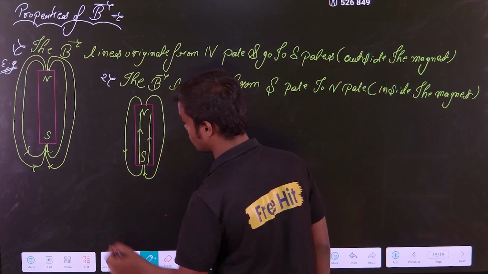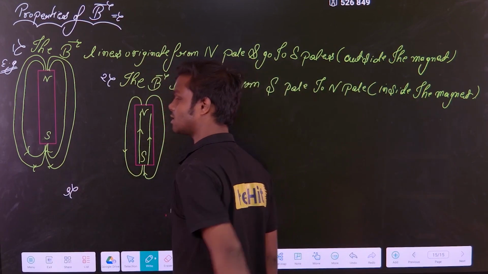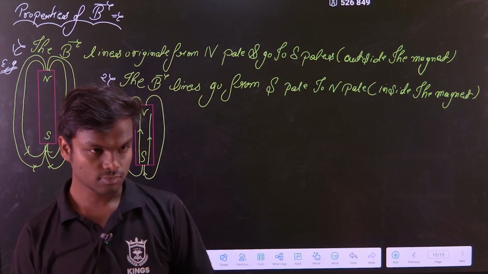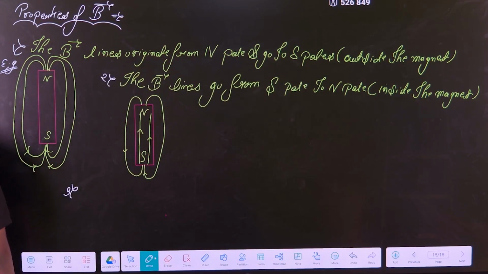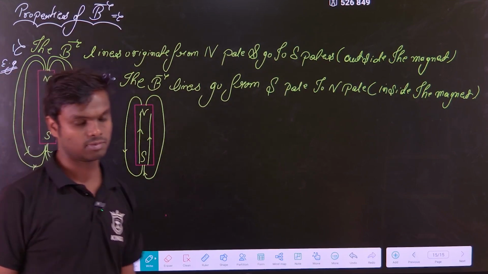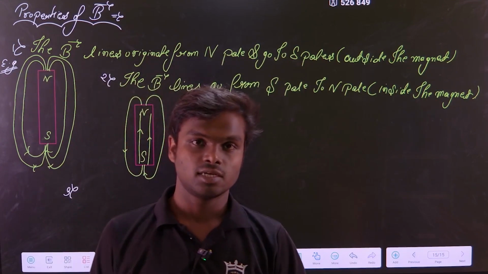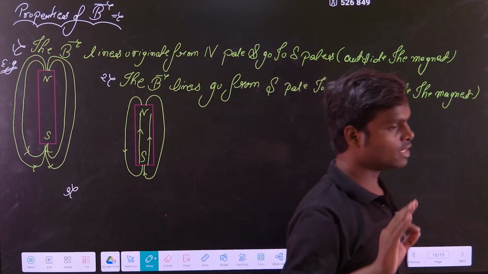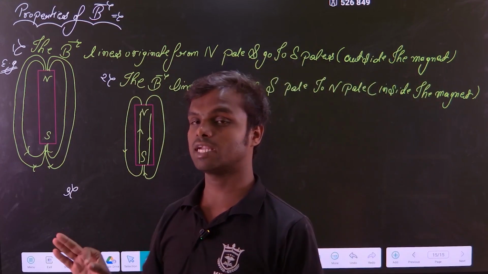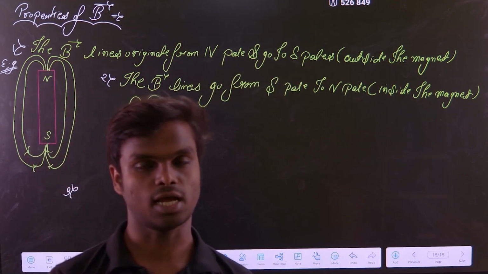Now what is the next property? Can you tell me? What should be the next property of the magnetic field lines? If you remember the electric field line property, you can obviously tell. In electric field lines, the tangent on any curve gives the direction of the net electric field at that point. I told you this property.